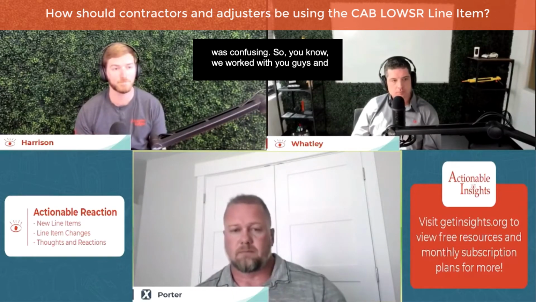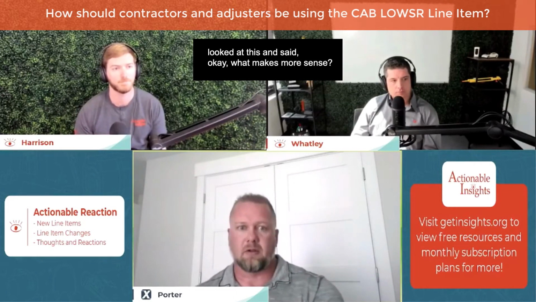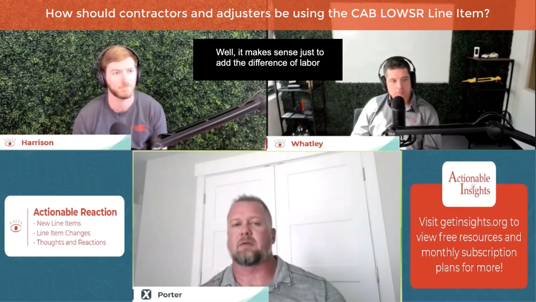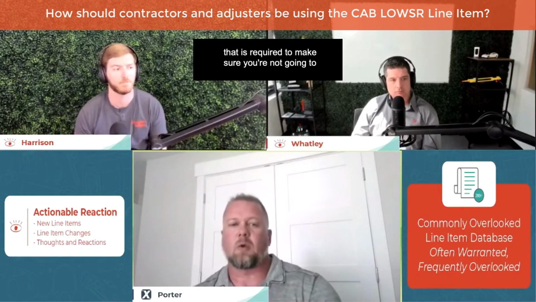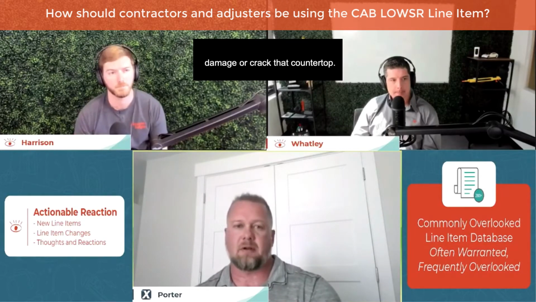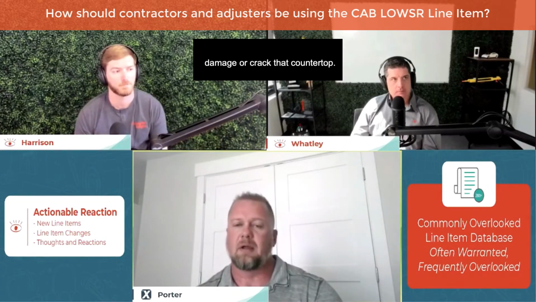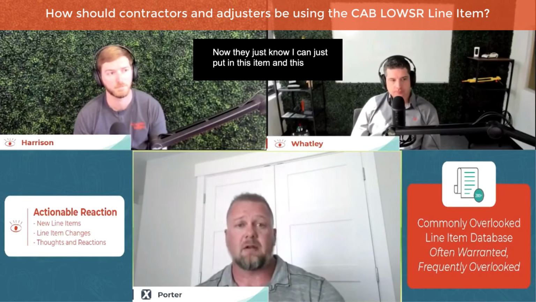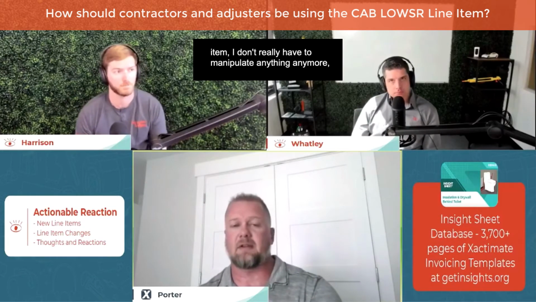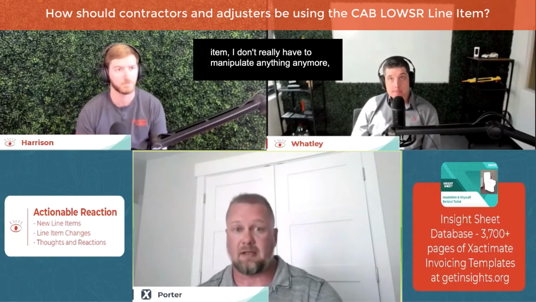So, we worked with you guys and looked at this and said, okay, what makes more sense? Well, it makes sense just to add the difference of labor required to make sure you're not going to damage or crack that countertop, and create an add-on line item. That makes it easier for the estimator. Now they just know I can put in this item and this item. I don't really have to manipulate anything anymore.